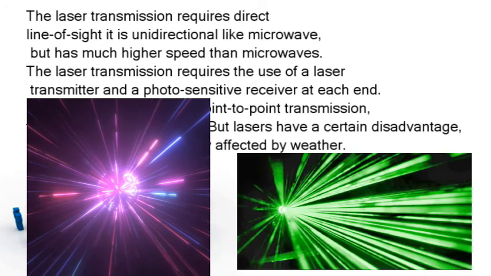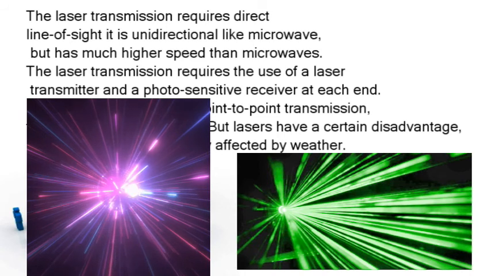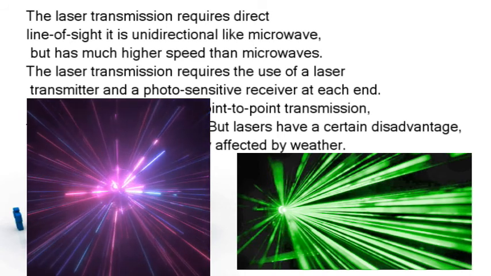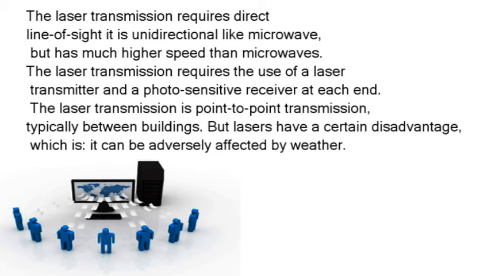Second type that we have is the laser transmission. The laser transmission requires direct line of sight. It is unidirectional like microwave but has a much higher speed than microwaves. The laser transmission requires the use of a laser transmitter and a photosensitive detector. The basic disadvantage of laser is that it can be adversely affected by weather. So this is the basic disadvantage of using a laser.